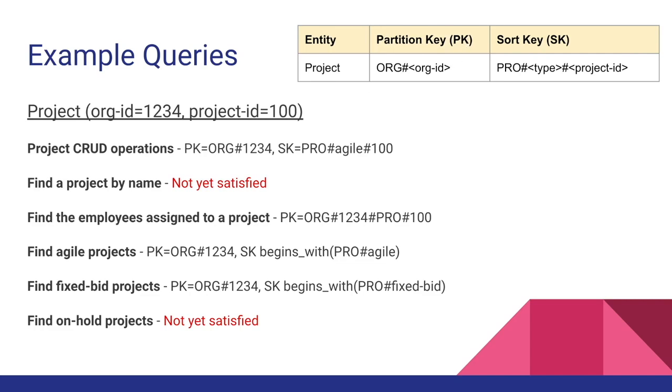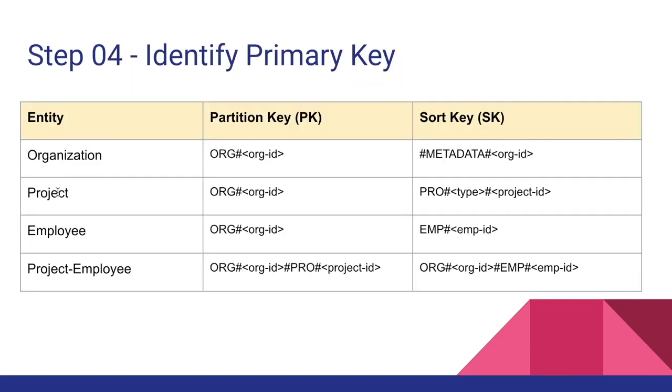Now, let's go a couple of slides back. So for organization, projects, and employees, we have the same partition key, org#orgId. Now, this is because, guys, without an organization, these entities will not exist. You can't have a project without an organization. Even the employees belong to an organization. So there is this hierarchy among the organization, projects, and employees. Organization is the parent and the projects and employees are its children.